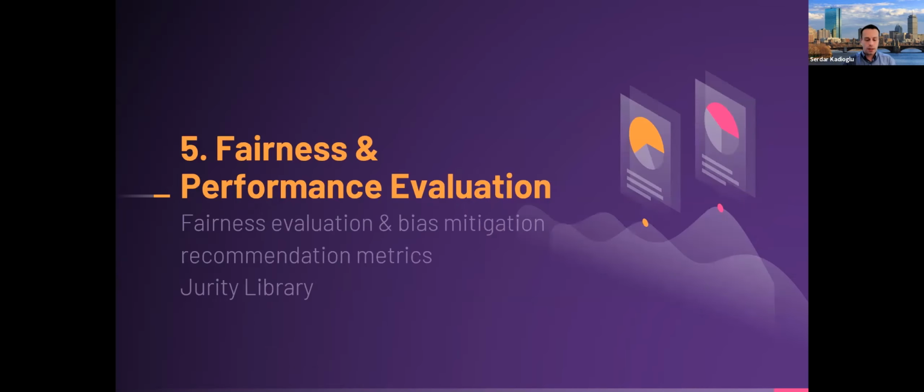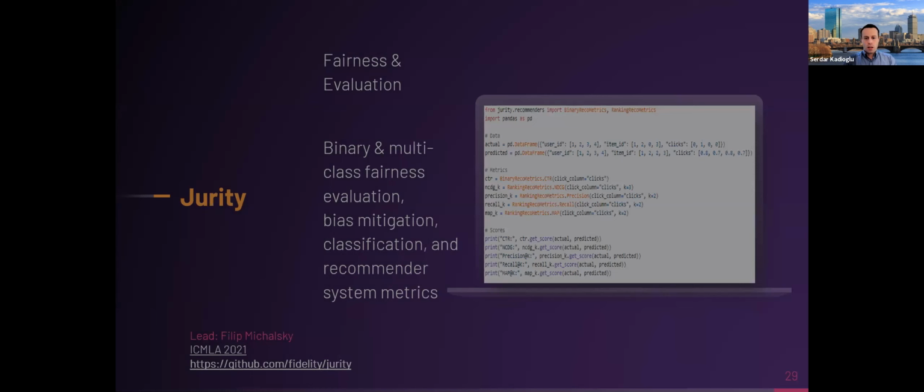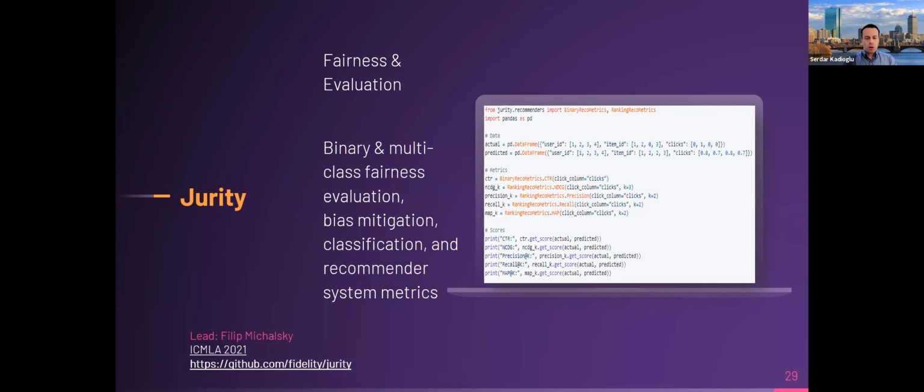And finally, what remains to be seen is performance evaluation. And not just performance evaluation, but also a fairness lens, an algorithmic fairness evaluation, as well as, if there is unwanted bias, we need to be able to do some bias mitigation. We want to look at specific recommendation metrics. And in order to do that, we're going to use our Fidelity library. So I'm going to walk you through these examples.